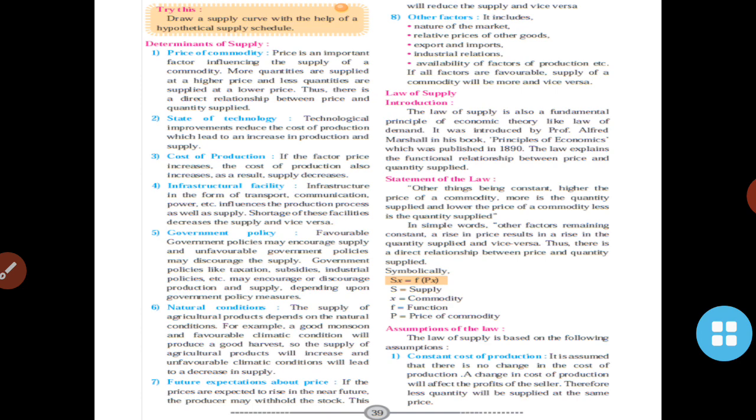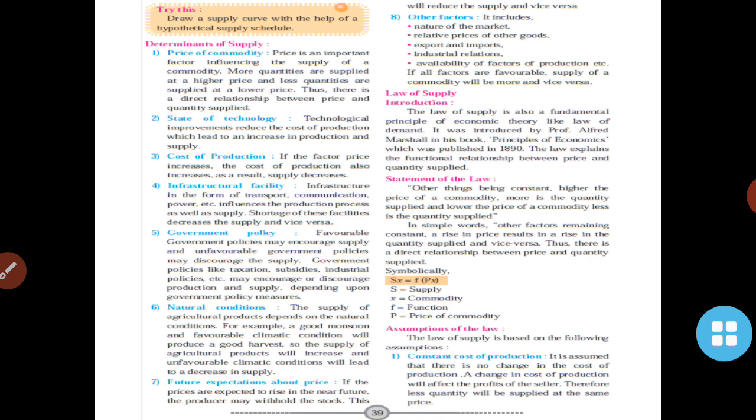The law of supply is also a fundamental principle of economic theory, like the law of demand. It was introduced by Professor Alfred Marshall in his book Principles of Economics, which was published in 1819. The law explains the functional relationship between price and quantity supplied. As we discussed before, the law explains the functional relationship between price and quantity of supply.